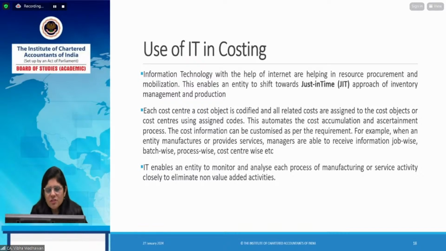The cost information can be customized. For example, when an entity manufactures a product or services, managers are able to receive information job-wise, batch-wise, process-wise, cost center-wise. So whatever type of information and whatever way you want it, this IT system can generate it. It enables an entity to monitor and analyze each process of manufacturing or service activity to eliminate non-value added activities. So again, this system will analyze which activities are not adding value. We can eliminate them, of course, without compromising the quality or the characteristics of the product.